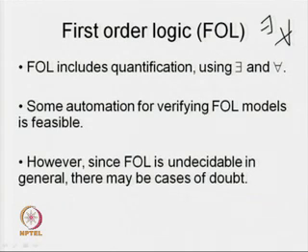Secondly, we are having one issue: since FOL is undecidable, we have said in general, there may be cases of doubt. So, when you use first order logic for reasoning about a system, after doing it we may have some doubt in some cases, because it is undecidable. For that, manual intervention is required. In this case some automation for verifying FOL models is feasible, but not always true. So, automation is not possible for all cases, but sometimes we may get automation also. That means manual intervention is always required when you go for first order logic or higher order logic.